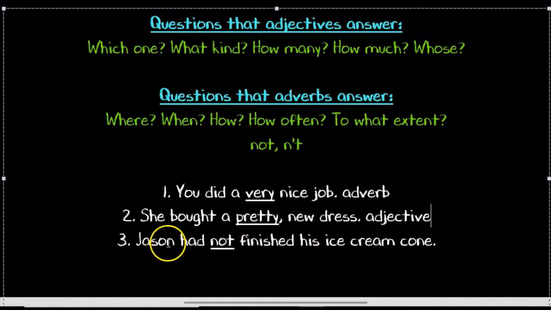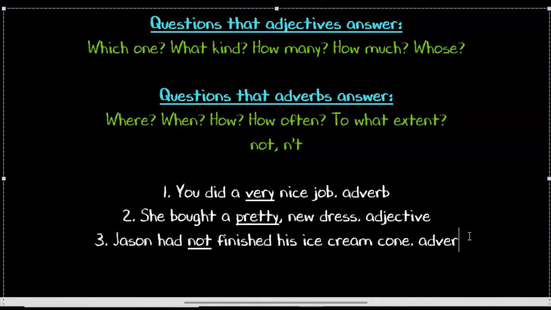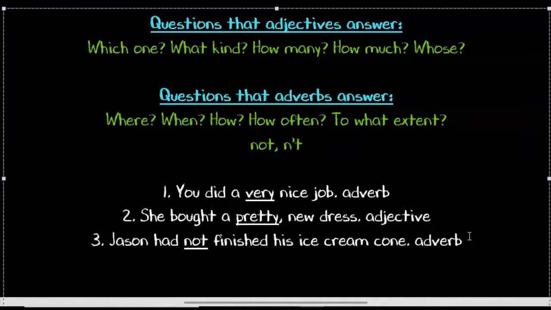All right. 3, Jason had not finished his ice cream cone. Okay, so remember what I said here. Not is always an adverb that describes the verb. So not is an adverb. All right. So then you just work on 4 and 5 by yourself there.